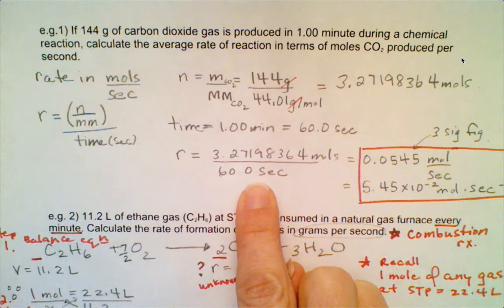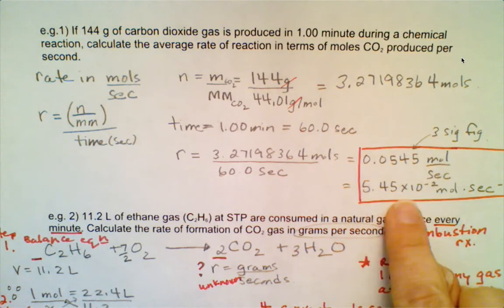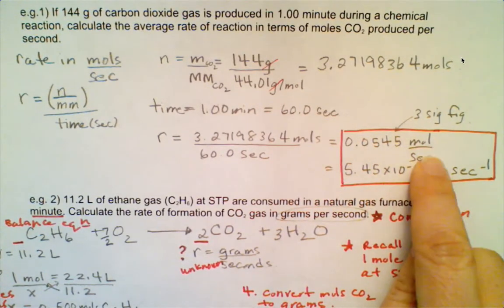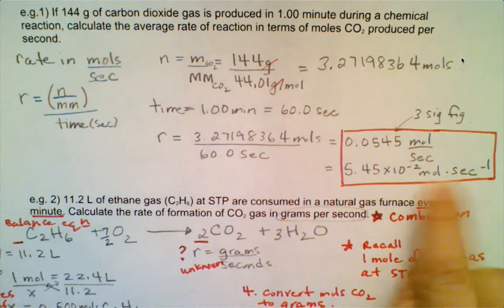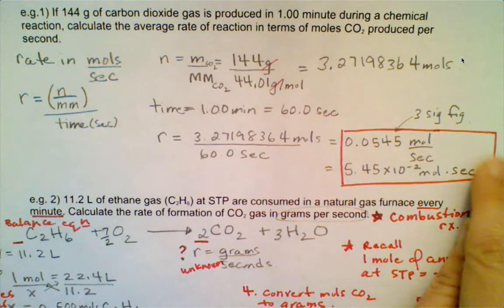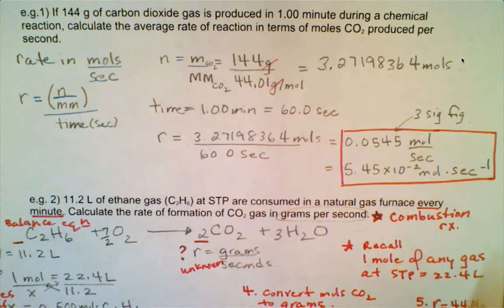Remember our sig figs. When I take a look back in the original question, there's 3 sig figs, so I'm going to keep my final answer to 3. I can leave it like this, moles per second, but it's more appropriate to report it as scientific notation. And remember that our units can be written as just a numerator only by taking your denominator and making that seconds to the -1. So moles per second or moles times second to the -1.